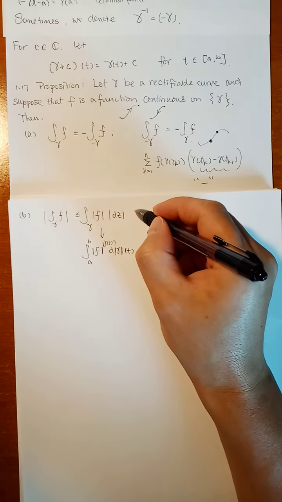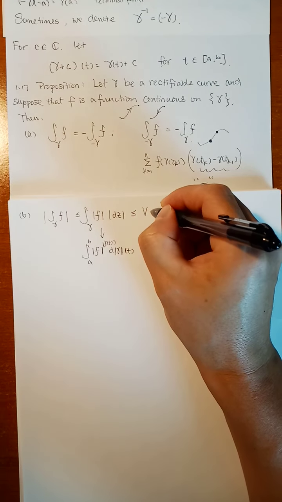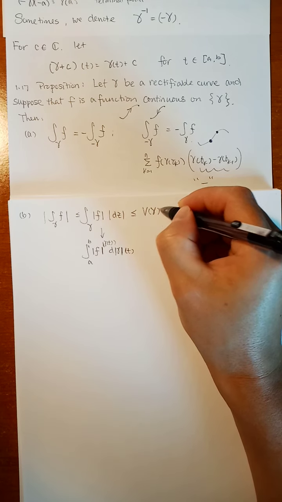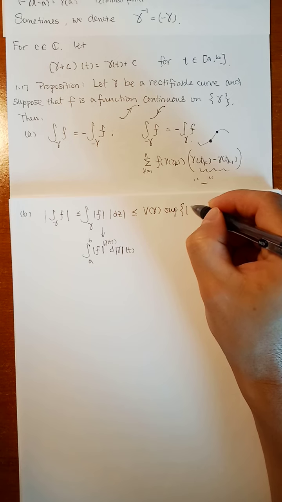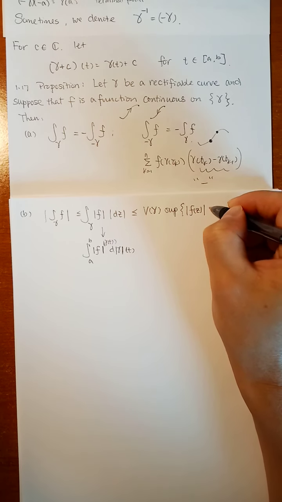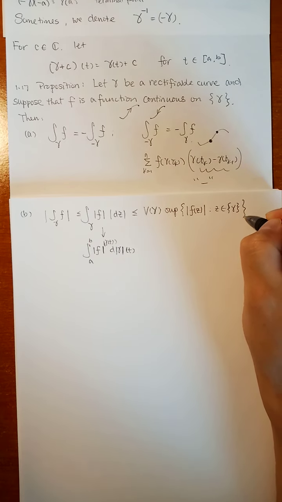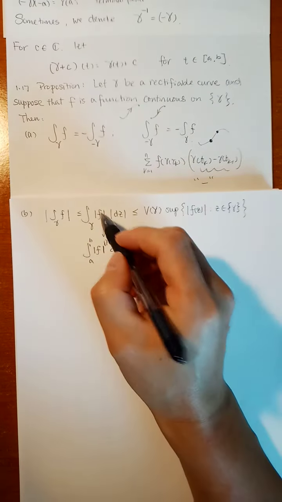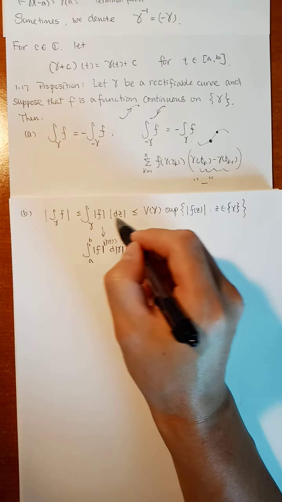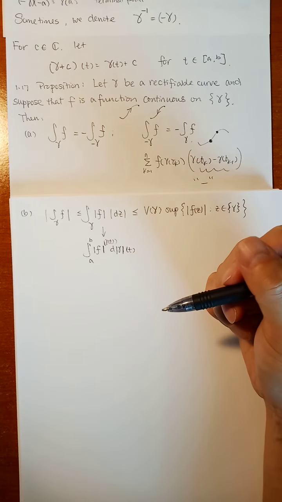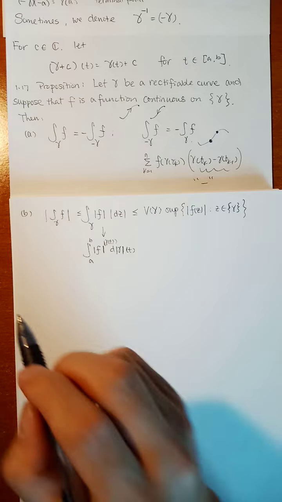Okay, and this one is less than or equal to the total variation times the supremum of the absolute value of f of z, z belonging to the trace of gamma. Well, this one is obvious because when you replace this quantity by the supremum, this integral is just the total variation of gamma. Okay?